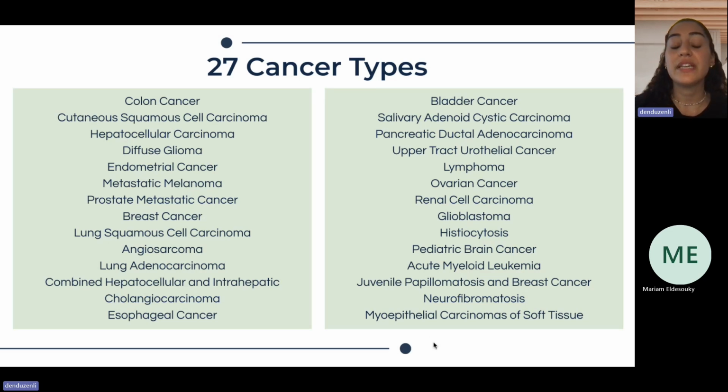And then at the bottom here we have myoepithelial carcinomas of soft tissue. So this was found in just, variants were found in just one gene type. So we have a good variety here. Colon cancer, we have prostate and breast cancer, bladder, pediatric brain cancer, AML. So we are hoping that this provides a very broad and nice overview of all the data and results that we have that I will be sharing in the later slides.